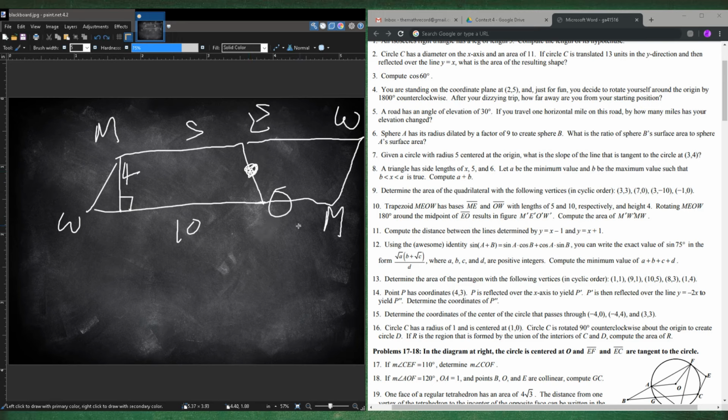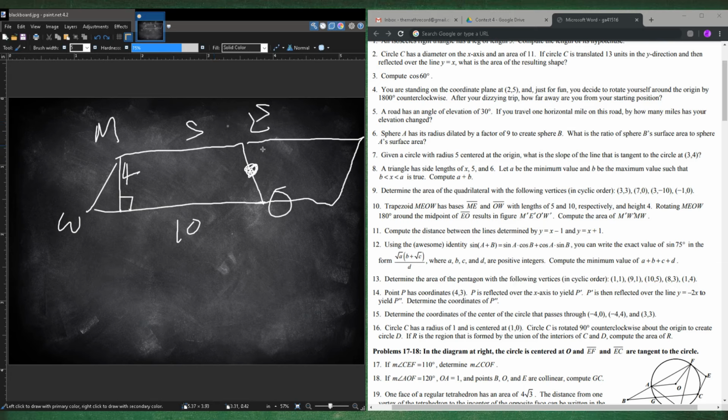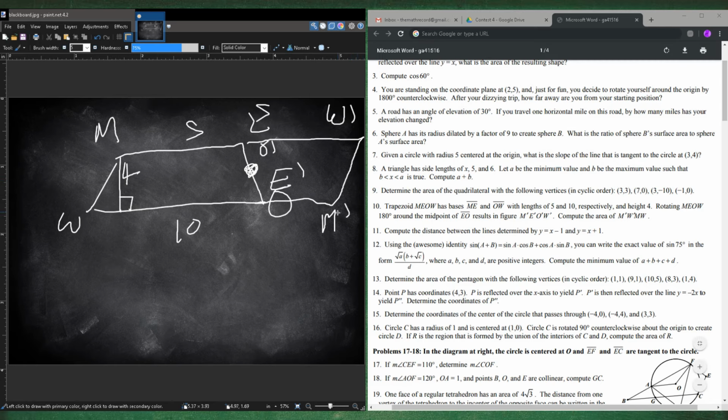So you get the general idea of how it looks, right? It results in MEOW prime, so they just add the prime, that's the new figure, it doesn't really mean anything. Let's write that out. So this is M prime, and that's moved over there, so this is W prime. And this is E prime, and this is O prime, which is at the same point as E and O, respectively. Compute the area of M prime, W prime, M and W.